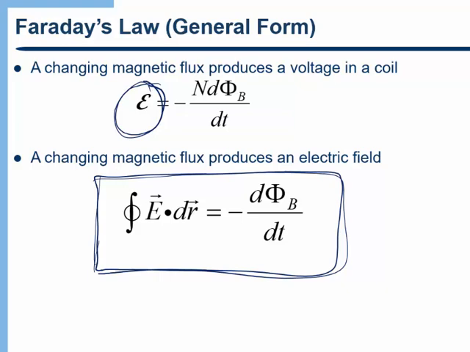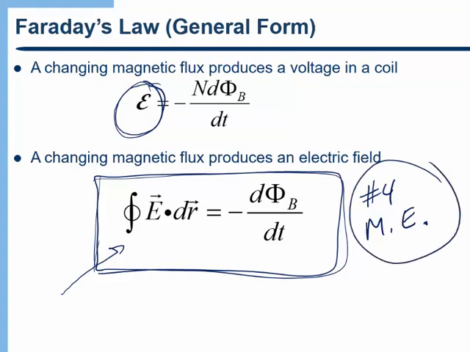And by the way, that is another, and in fact our final, of Maxwell's equations. Okay? So we've seen Maxwell's equations are Gauss's law for magnetism, Ampere's law, and now Faraday's law. So this is number 4 of Maxwell's equations. And we'll put that all together in our last online class.